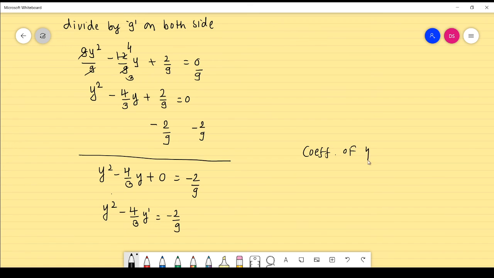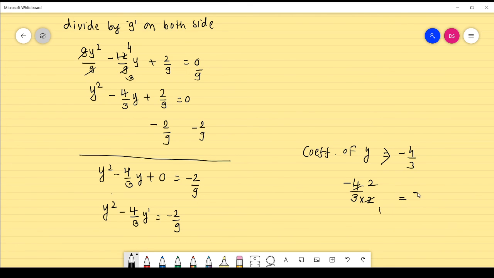The coefficient of y is minus 4 by 3. The coefficient of y is equal to minus 4 by 3. So we are going to divide it by 2, right? By dividing, what exactly will you get? 2 ones are 2, 2 twos are 4, and 3 1, okay.